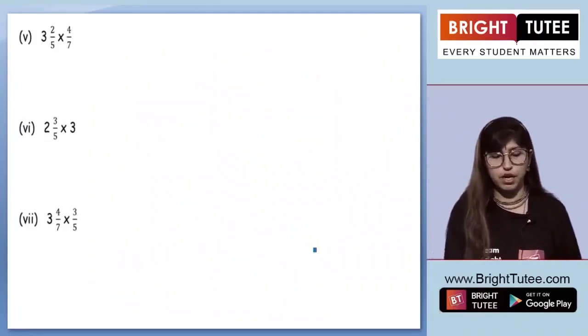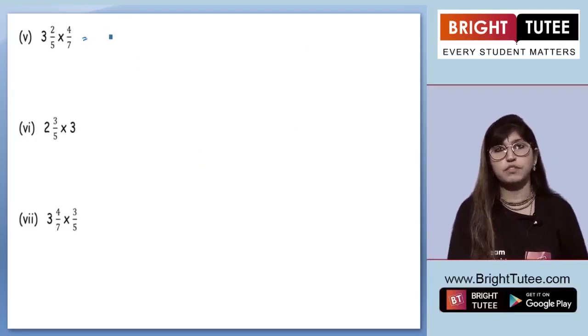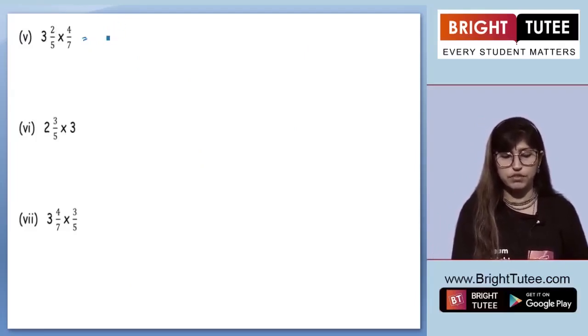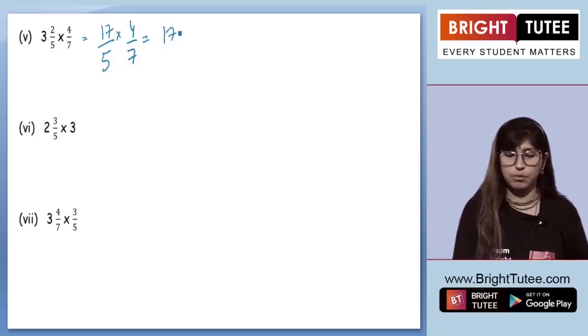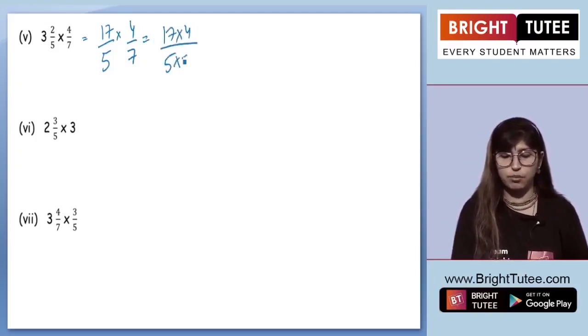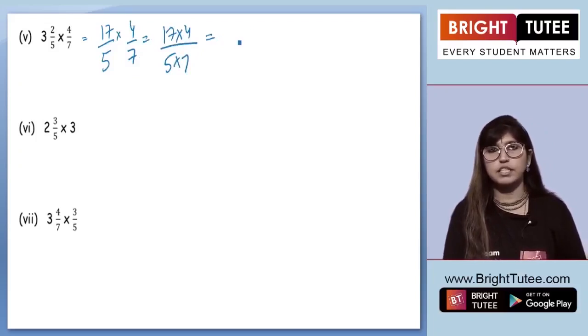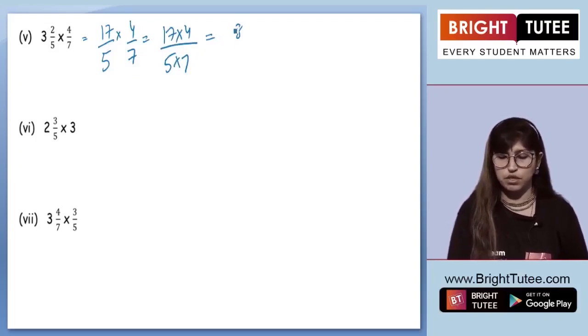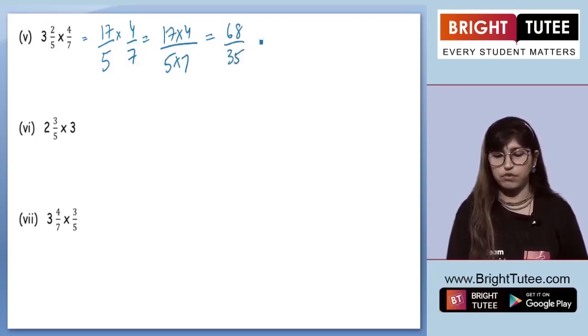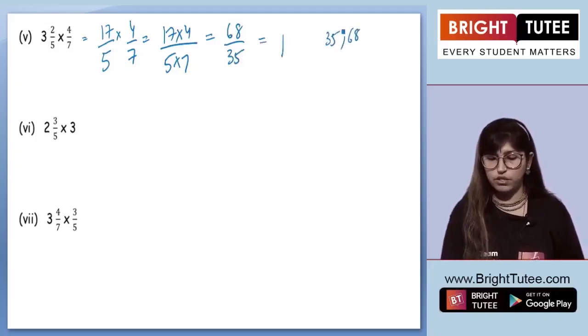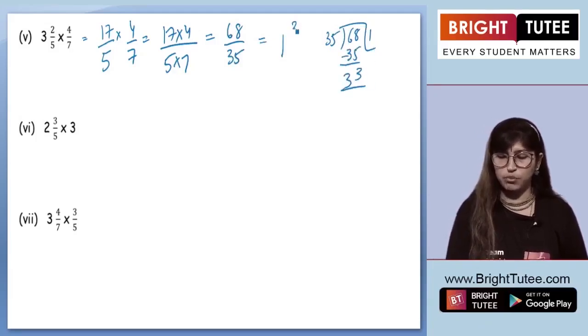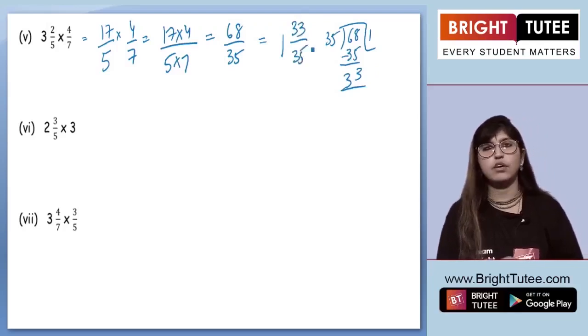Let's move on to the fifth part. So we'll be converting a mixed fraction to an improper fraction. So 5 3s are 15 plus 2, 17 by 5 times 4 by 7. We cannot cancel anything out. So we'll be multiplying the numerator and the denominator as well. 17 times 4 is 68 by 35. You can write it down over here and you can try and solve this out. So we're getting 1 33 by 35.